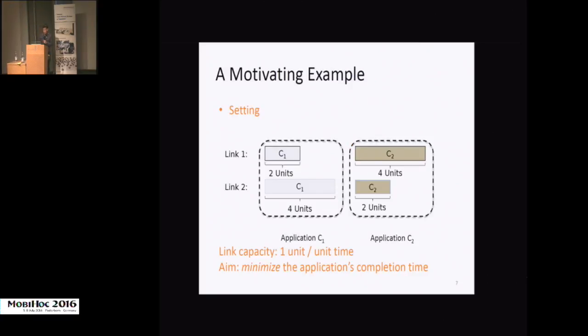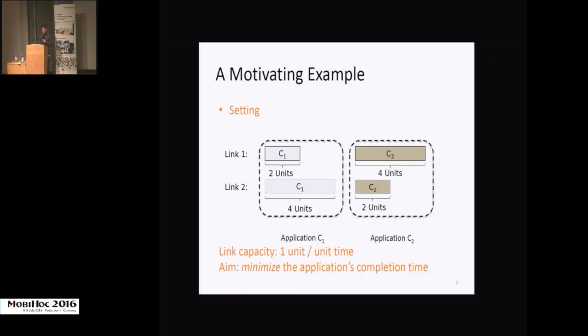So here comes our situation. There are two applications, C1 and C2, and each application has two flows running on two links, link 1 and link 2. For application C1, 2 units of flow are running on link 1 and 4 units of flow on link 2. On the other hand, for application C2, 4 units of flow are running on link 1, and link 2 has 2 units of flow. Each link has a capacity of 1 unit per unit of time. Here, our goal is to minimize the application's completion time.